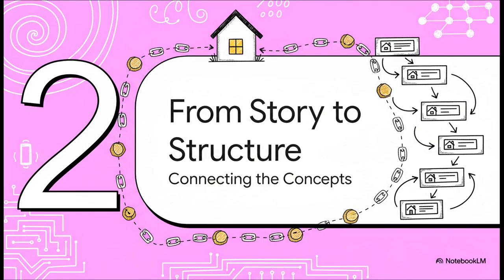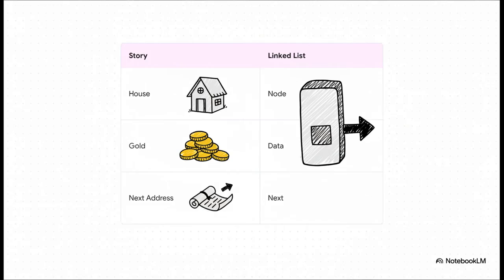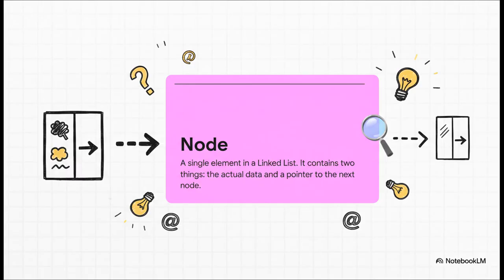Okay, kind of a fun little story, right? But what on earth does the thief's treasure hunt have to do with computer science? Well, as it turns out, this story is the perfect blueprint for understanding a linked list. This is the moment where it all clicks. See, every house in our story, in the tech world, we just call that a node. The gold that our thief was collecting, well, that's simply the data that we want to store. And that really important slip of paper, the one with the next address, that's just a pointer that we call, well, next.